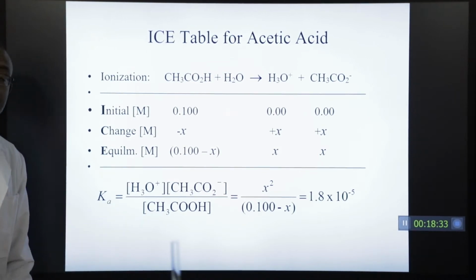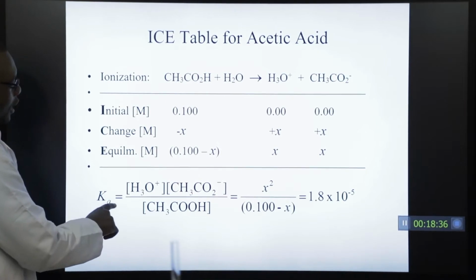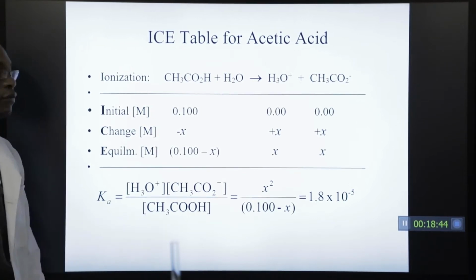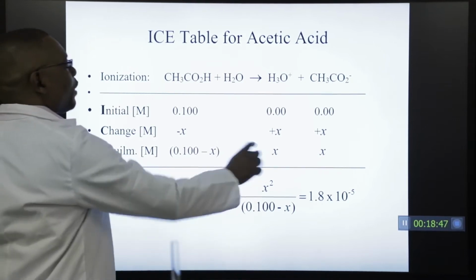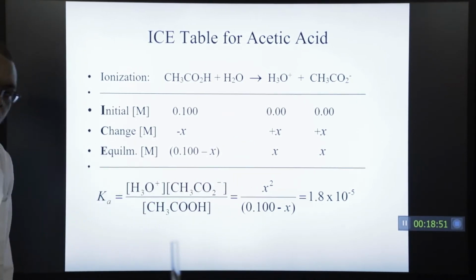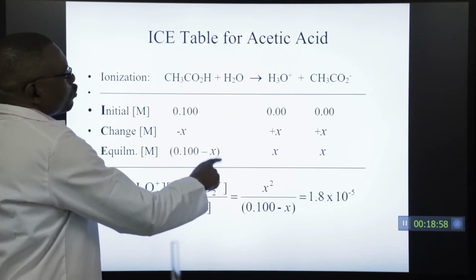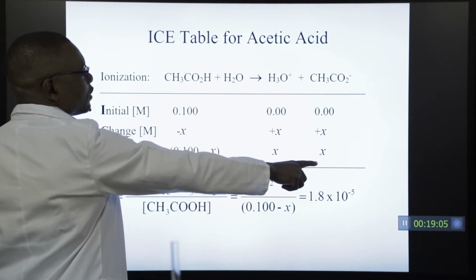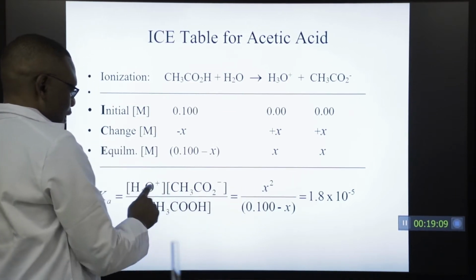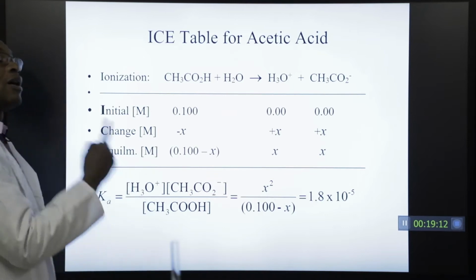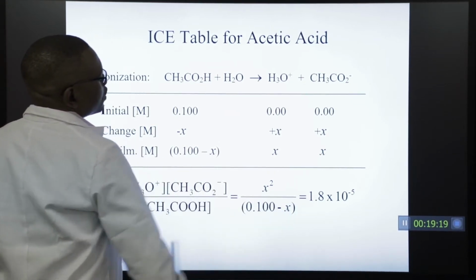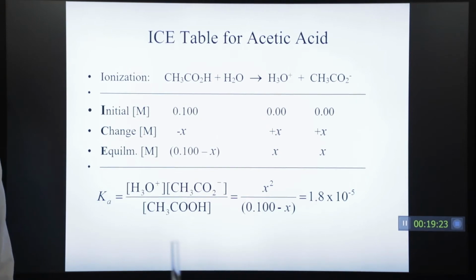So if you write down the equilibrium expression, Ka is equal to the concentration of the hydronium ion times the concentration of the acetate over the concentration of the acetic acid. If you plug in the values at equilibrium, only the values at equilibrium, you see that the concentration of the acetic acid is 0.1 minus X, while that of the hydronium ion is X and the acetate ion is X. So X times X is X squared. And from our table of constants, Ka for acetic acid is 1.8 times 10 to the power minus 5 under standard conditions.